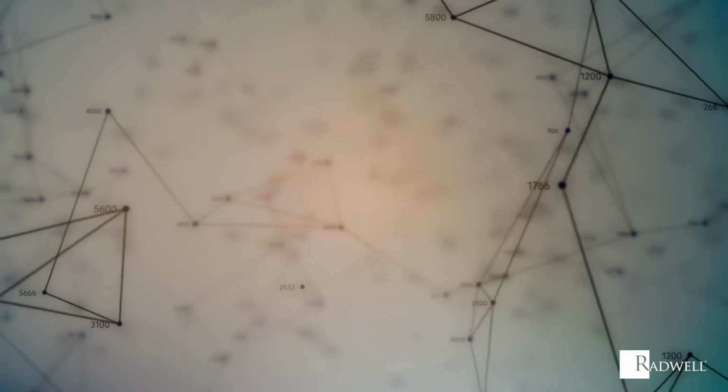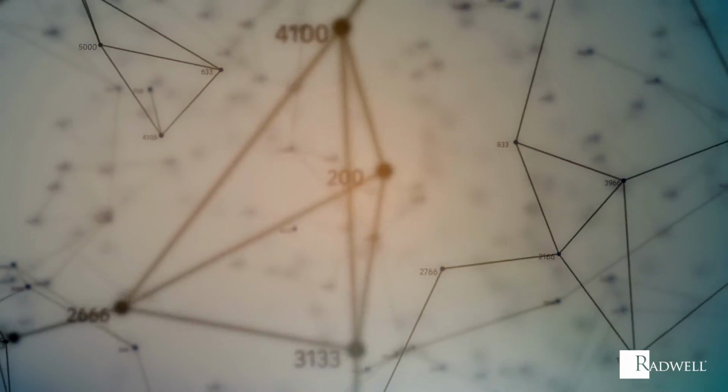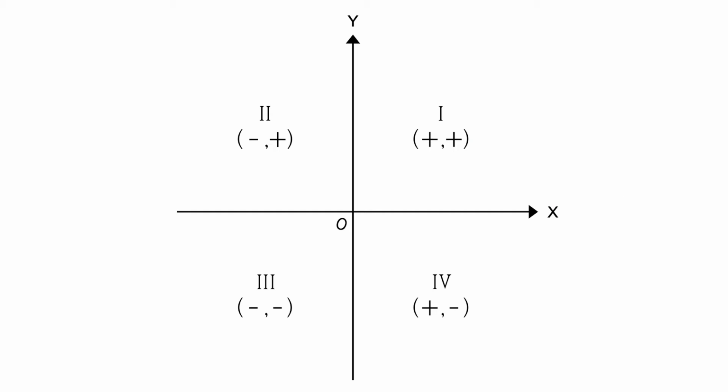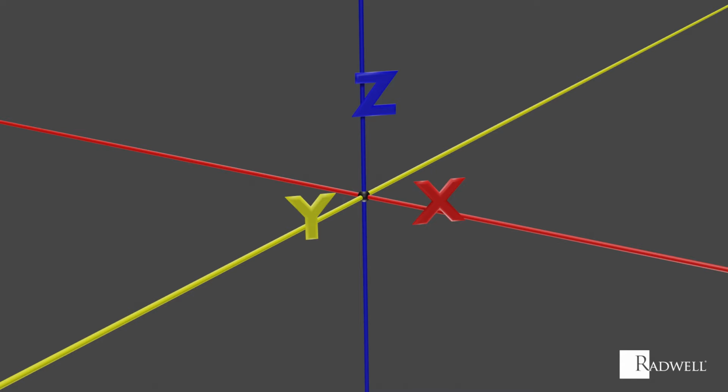The Cartesian coordinate system can be expressed in multiple dimensions. In one dimension, it is simply a number line. In two dimensions, there are two axes, x on the horizontal and y on the vertical, creating four regions or quadrants. In three dimensions, there are three axes, x, y, and z, creating 8 regions known as octants.